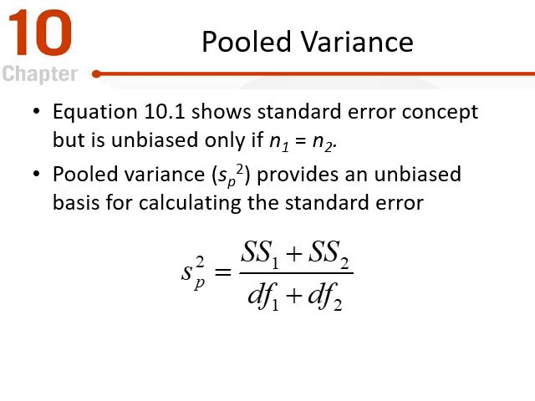Before we can solve these, we need to find a pooled variance. Basically, we're looking at the variance from the first population and the variance of the second population, and we're pooling it together into one variance in order to help us find standard error. So the pooled variance is equal to the sum of squares for the first sample plus the sum of squares for the second sample, divided by the degrees of freedom for the first sample plus the degrees of freedom for the second sample.